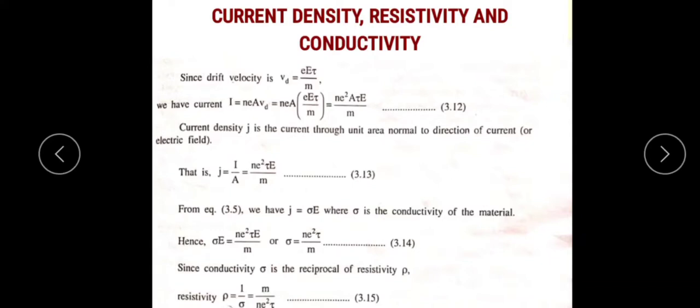So the current density, resistivity and conductivity. First is current density: J is equal to n e squared τ E divided by m. This is the expression for conductivity: sigma is equal to n e squared τ divided by m. The next thing is resistivity: rho is equal to the reciprocal of this value, that is m divided by n e squared τ. So these are the expressions for current density, resistivity and conductivity.